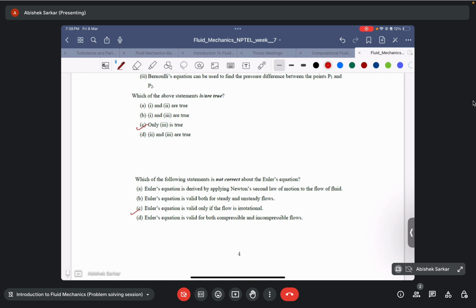Finally, Euler's equation is valid for both compressible and incompressible flow. Of course, there is no strict mention about whether the flow has to be incompressible or not. So Euler's equation is valid for both compressible and incompressible flows. So the correct answer to this question would be option number C.